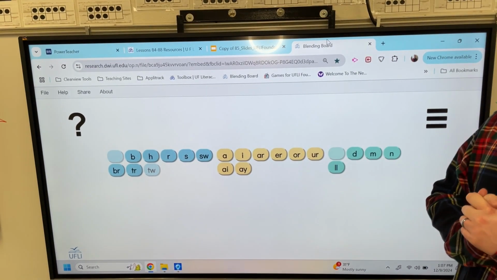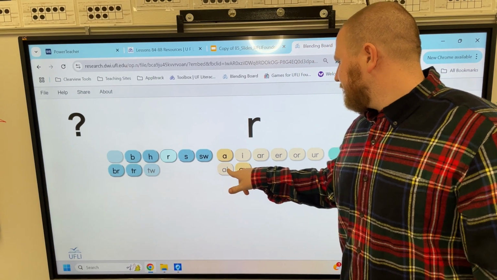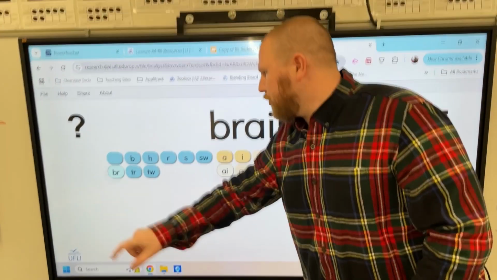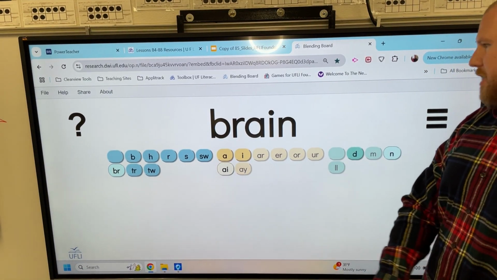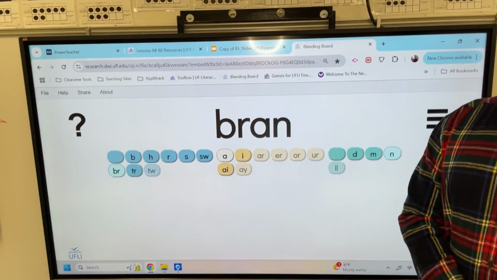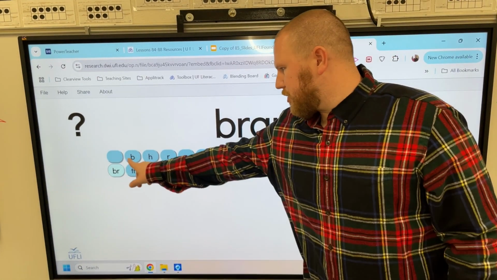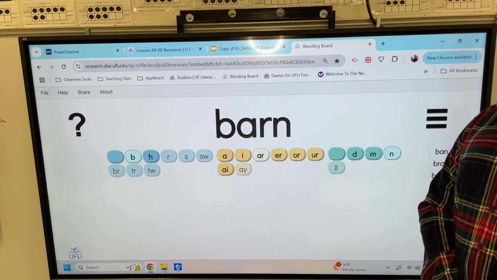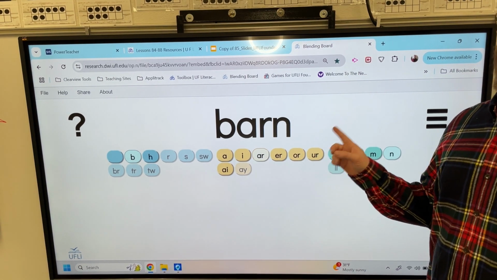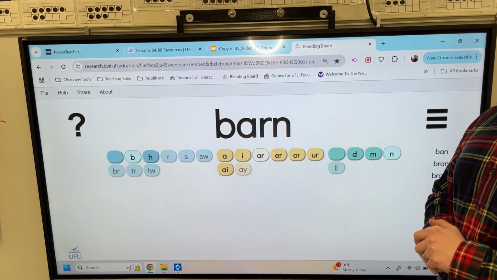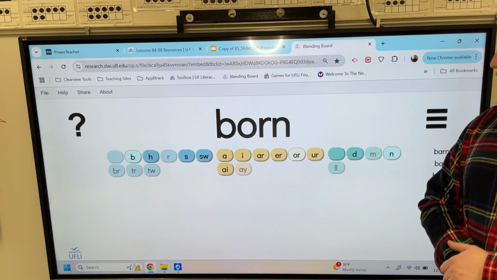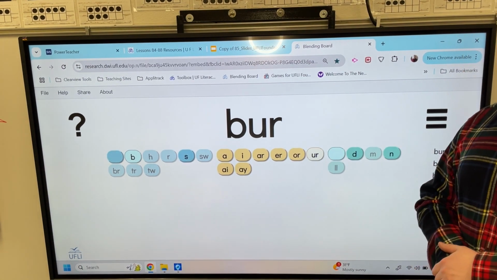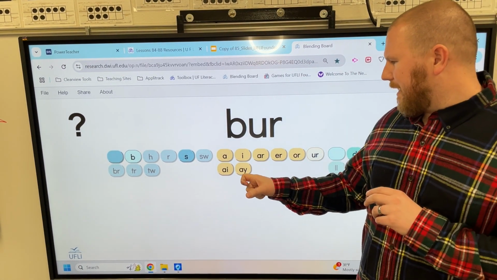Okay, so first word is gonna be rain. Good. We're going to change rain to brain, and then I'm going to change that to bran, and then I'm going to change it to barn. Good. What about if I change it to this? War. And what about this? Bird. Cool. What about this?